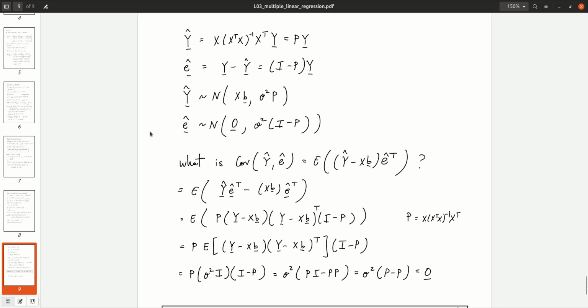Now, what we're going to work out next in more detail is the covariance between the fitted value vector and the residual vector. What I mean is that it's going to be a matrix, and the ij entry of the matrix is going to be the covariance between the ith fitted value and the jth residual value. So we can write that as the expectation of (y hat minus its mean) times (e hat minus its mean) transpose. Now the mean of e hat is 0, so this just becomes (y hat minus XB) times e hat transpose.